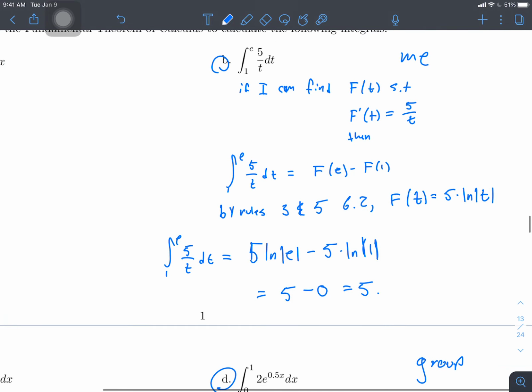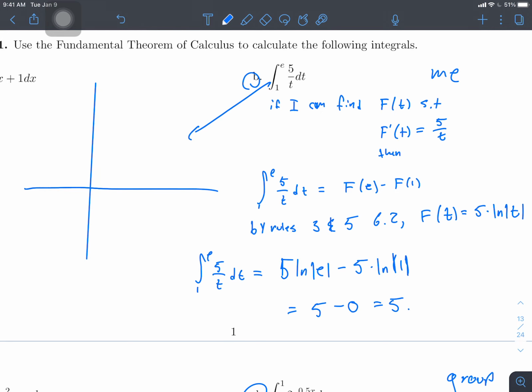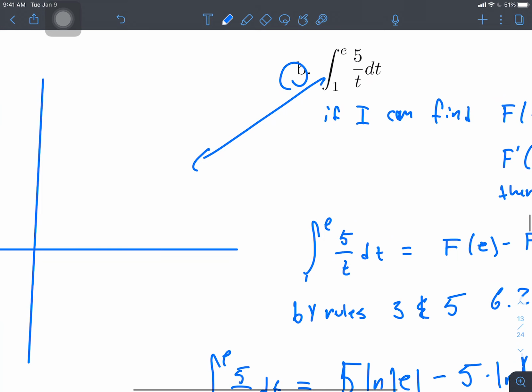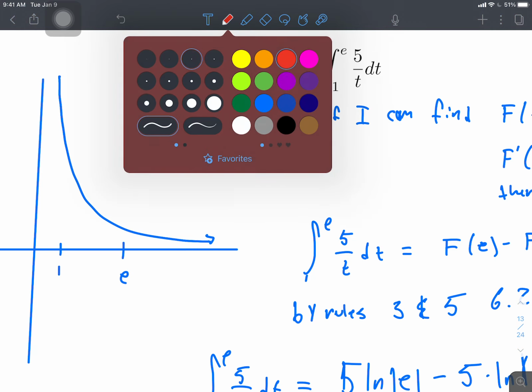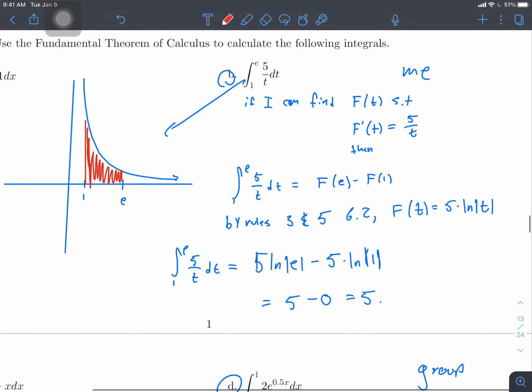Okay, why is that incredible? That is incredible because what this thing represents is actually the area underneath a very weird looking curve. 5 over t looks like this. Okay, and you say, I'm going to start counting area at 1, and I'm going to stop counting area at e. And I'm going to check what is all of this area in here. What does it all add up to? 5.